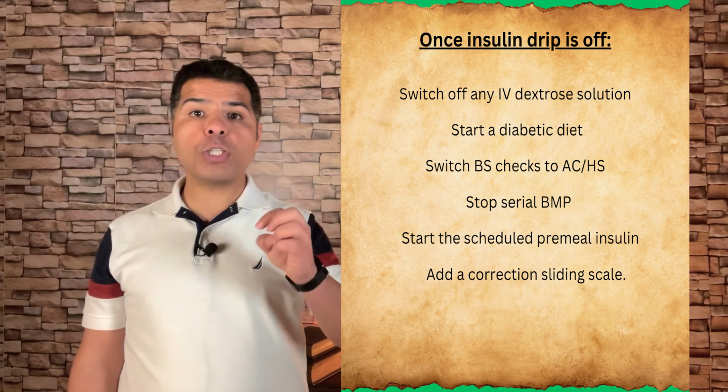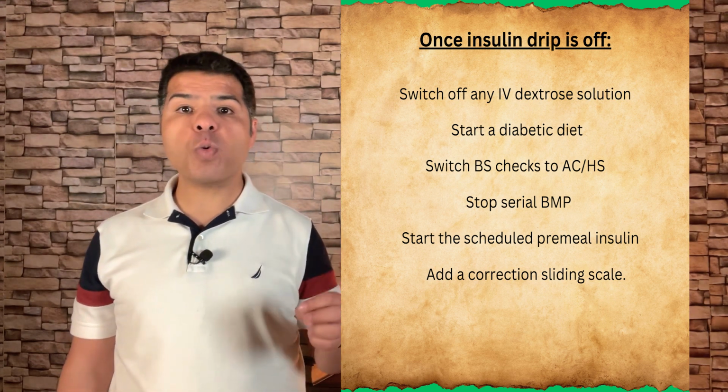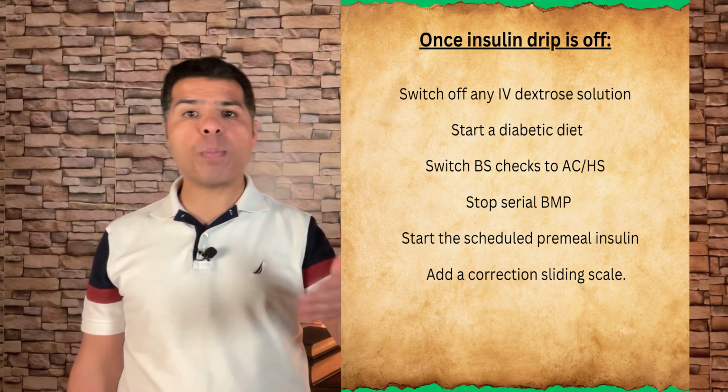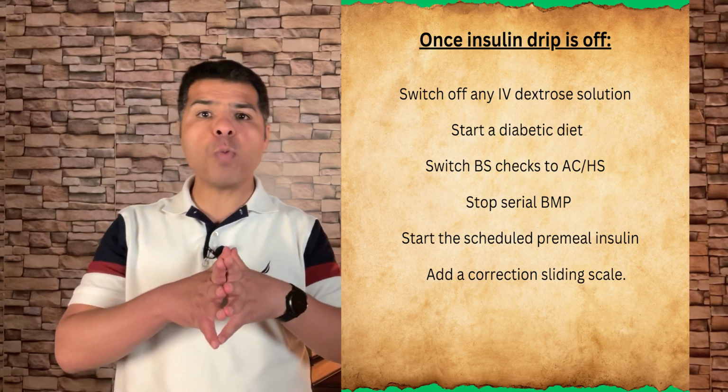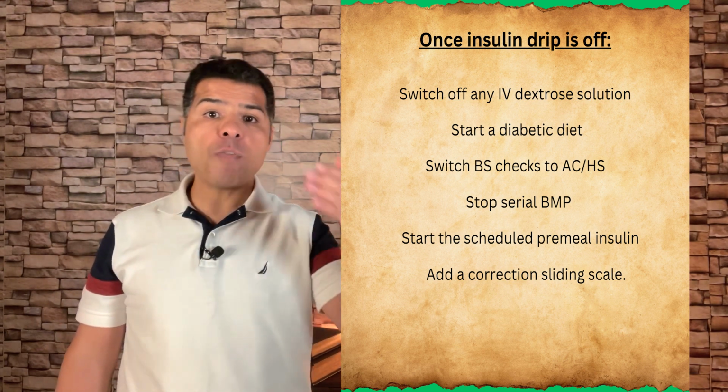Some may want to continue blood sugar checks every 2 hours times 3 and 1 more BMP in some selected patients whom we feel are at risk of bouncing back into DKA. Now, you may read or find about other ways of transition, but this is the way I've been using for years and it's been working well without any problem.